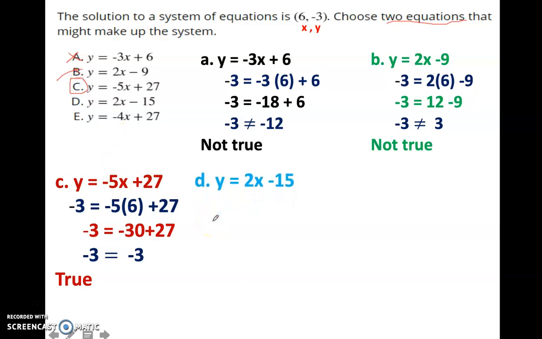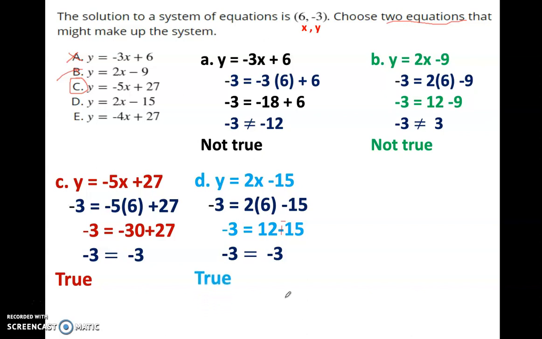For D, again, continuing with x and y. When I plug them in, I'm going to multiply 2 times 6 and get 12. When I subtract 12 minus 15, don't forget, right here, you can always use the method keep, change, change. And now I see I'm doing 12 plus negative 15. I'm going to subtract and keep the sign of the larger number and find out that this one, D, is also true.